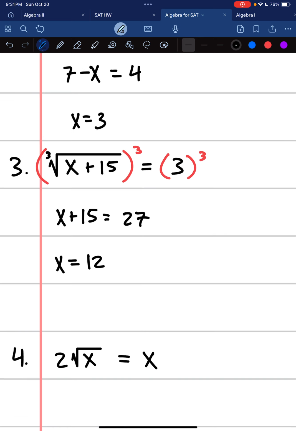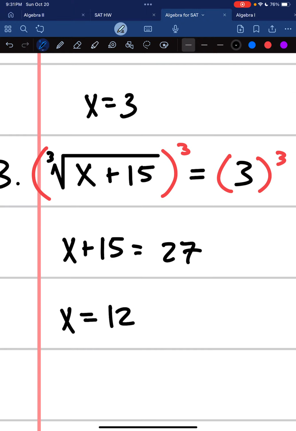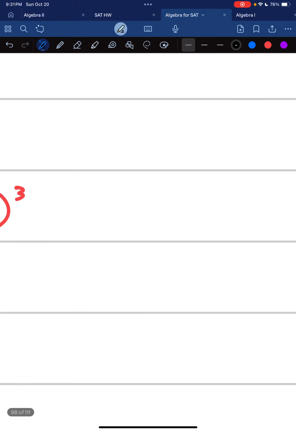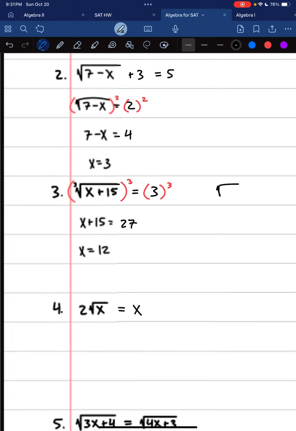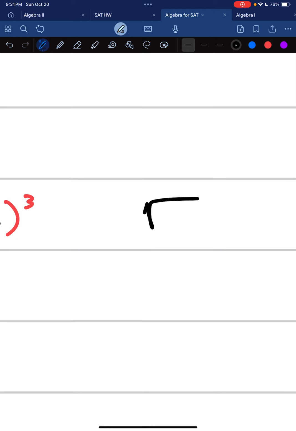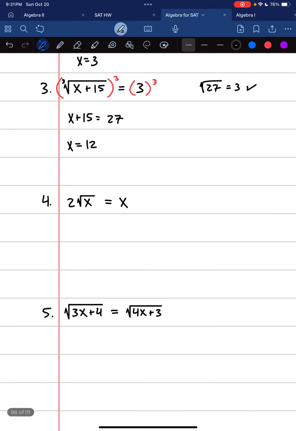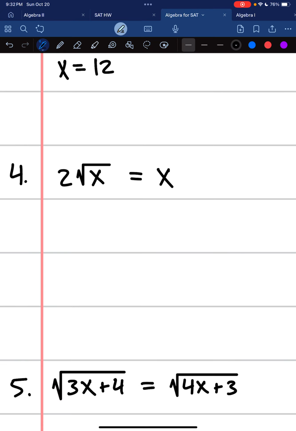And again, we can plug this into this equation, right? And we get cube root of x plus 15, or cube root of 12 plus 15 if x is equal to 12. So cube root of 27 equals 3, which is correct. Alright, now we have 2 times square root of x is equal to x.